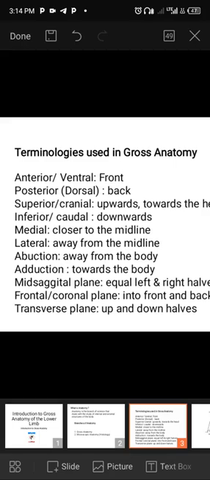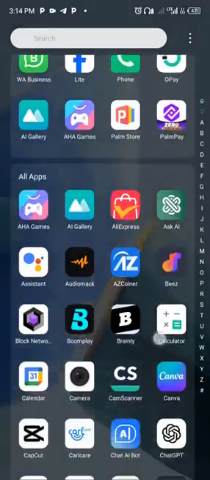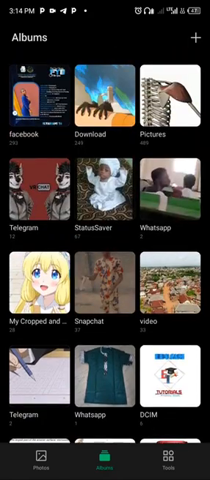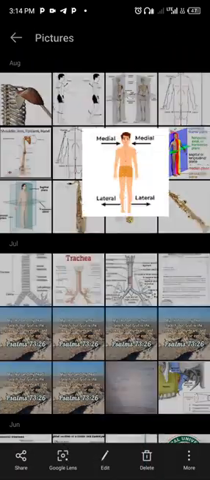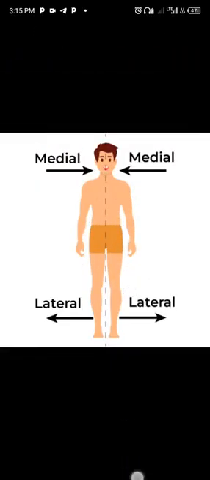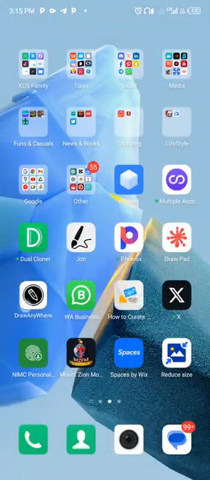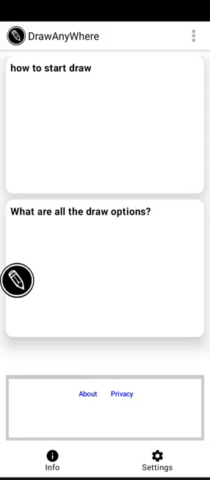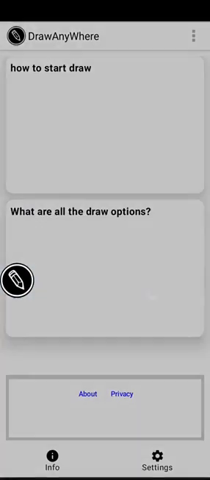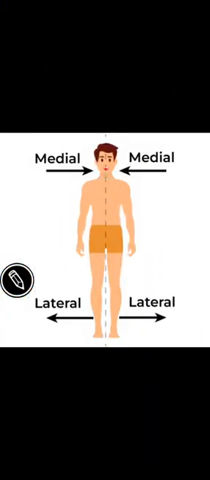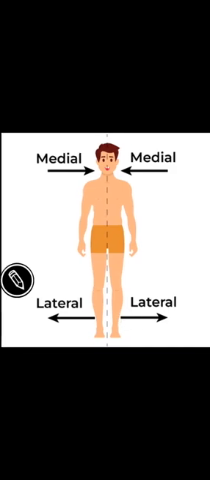I will explain medial and lateral with an image to make it more explicit. You can see the image here. Medial and lateral are in reference to the body's midline. This line you can see here is the midline. Anything towards this midline is referred to as medial. Anything that is far away from the midline is lateral.